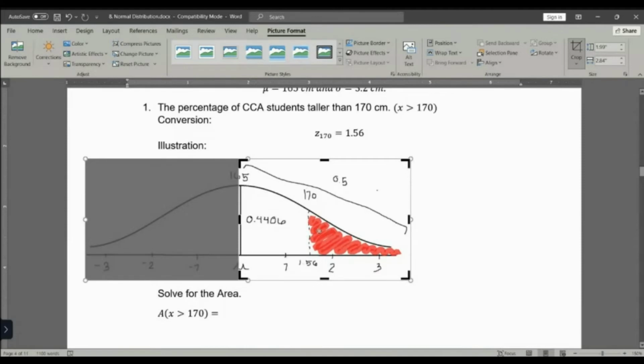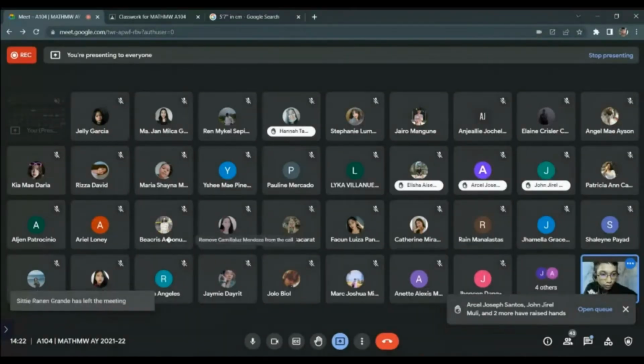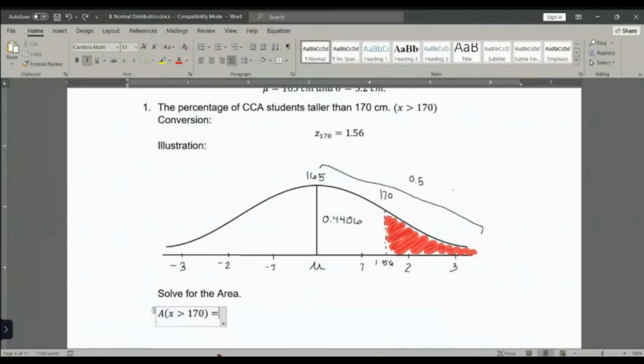So paano ngayon natin makukuha yung portion na to? Even without considering the other half, ha? Anyone? Arcel. 0.5 minus 0.4406. Okay, 0.5 minus 0.4406. So hindi mo na kailangan na kunin yung area nito at saka magbawas sa 1.